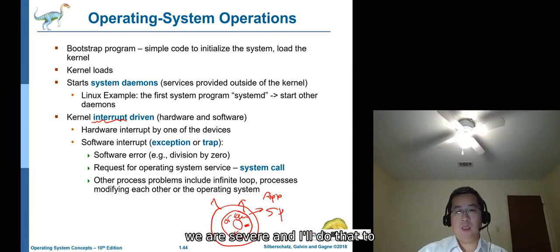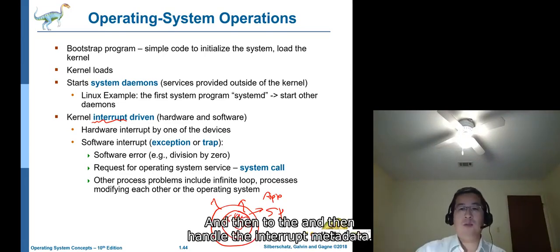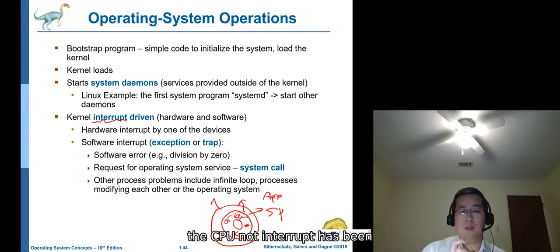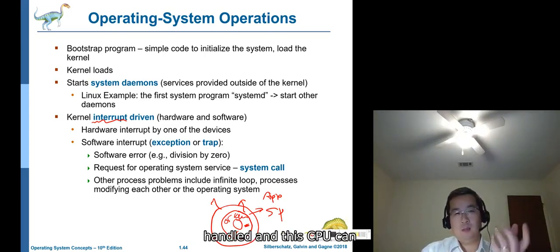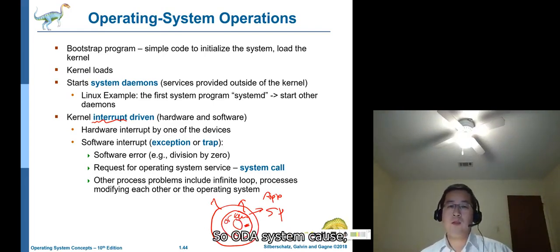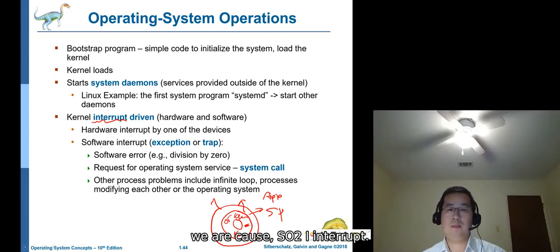The CPU will not do anything. It will just save your current state and then handle the interrupt. Let the devices finish, and then notify the CPU that the interrupt has been handled, and then the CPU can continue. Okay, we showed the example before. So all the system calls will cause a software interrupt.